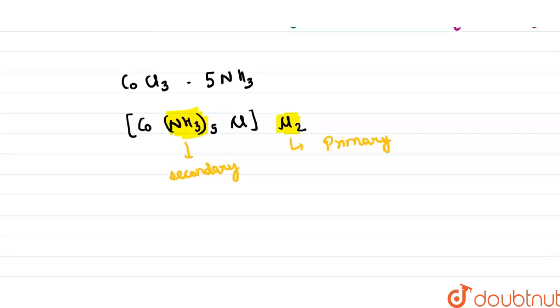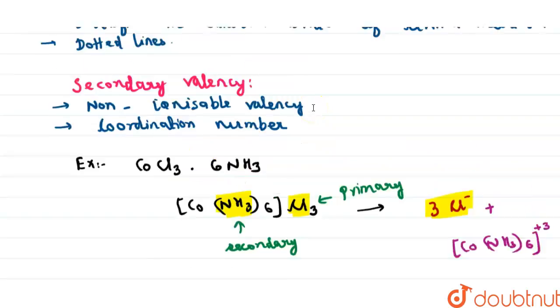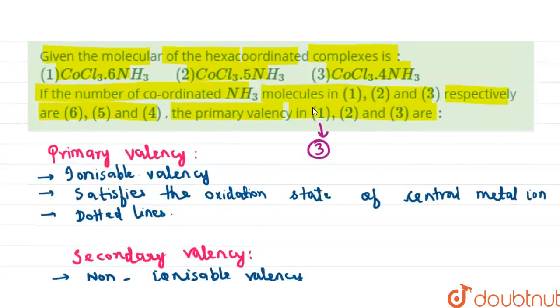This chlorine is satisfying the oxidation state of cobalt, and it is directly attached to the cobalt as well. So it is our primary as well as secondary valency. So in this case also we have three primary valencies.